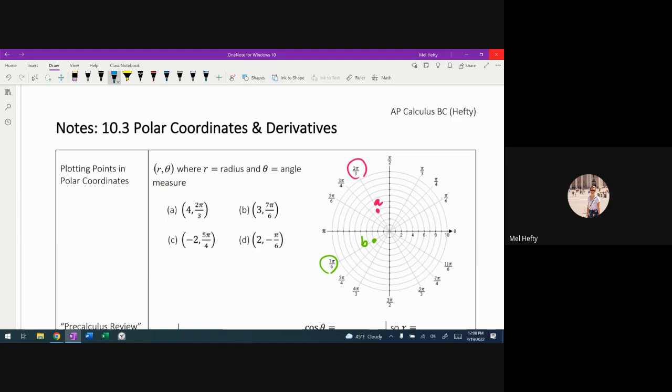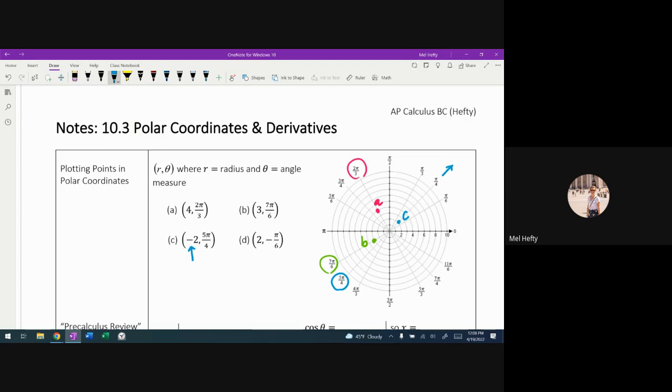C, I'm going to locate 5 pi over 4. That's here. What the heck do you think I do for a negative radius? Go the other way. So instead of counting out on this line, I'm going to count out on the line pi over 4 because that's the other direction. So I could count out 2 that way. So this is point C.